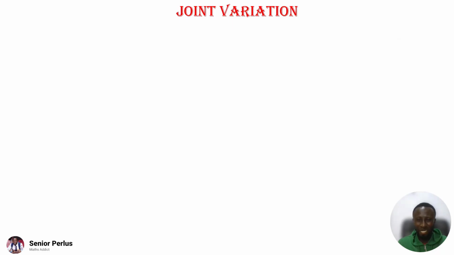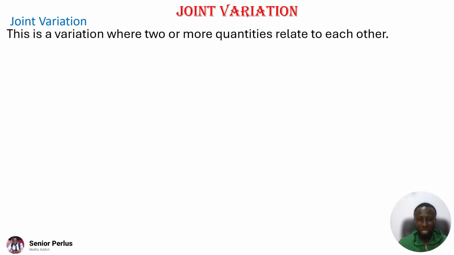Joint variation is our third type of variation, after direct variation and inverse or indirect variation. We are moving on to joint variation. So we are going to join them. This is a variation where two or more quantities are related to each other.